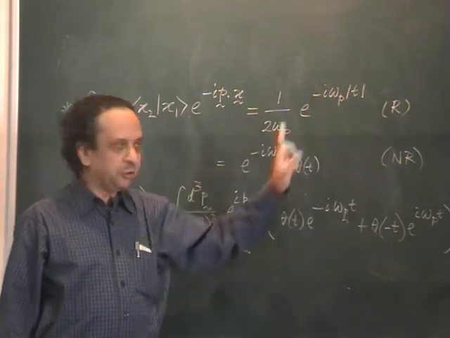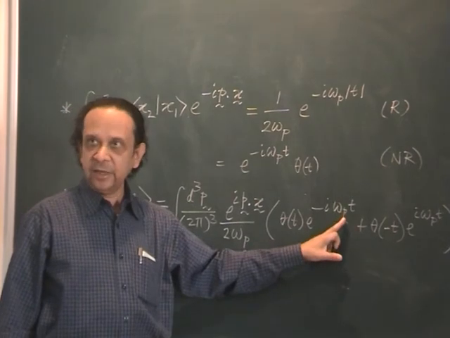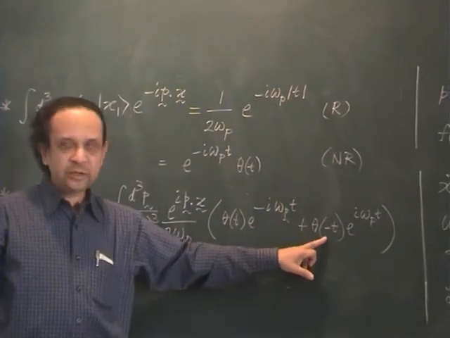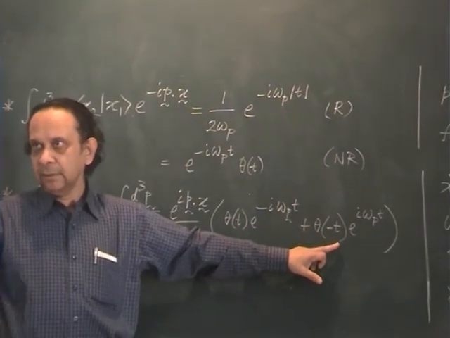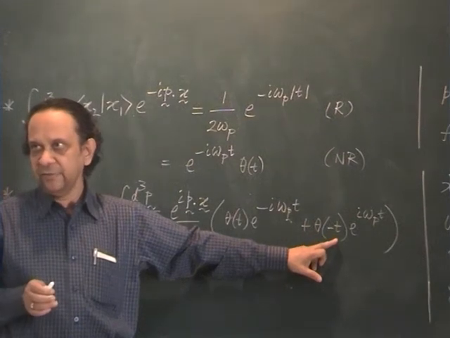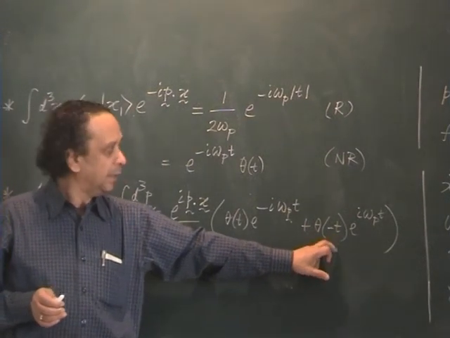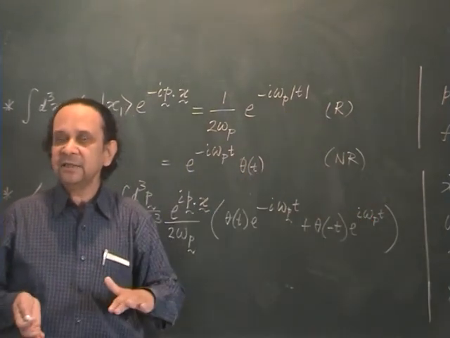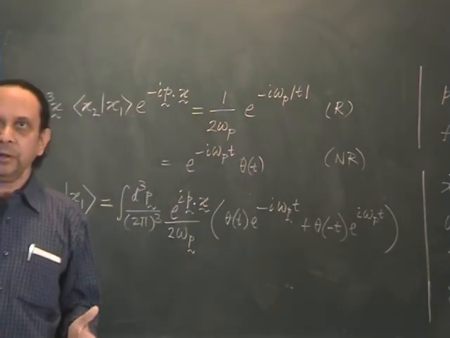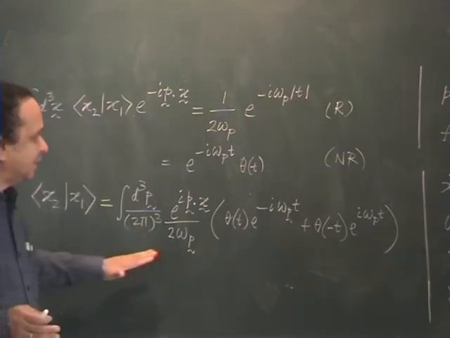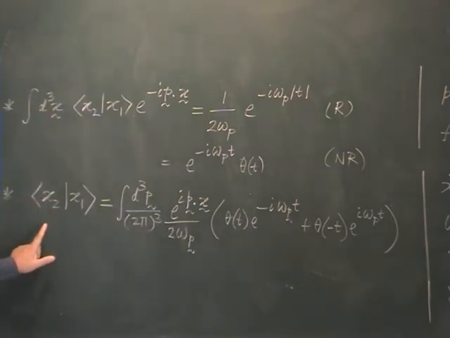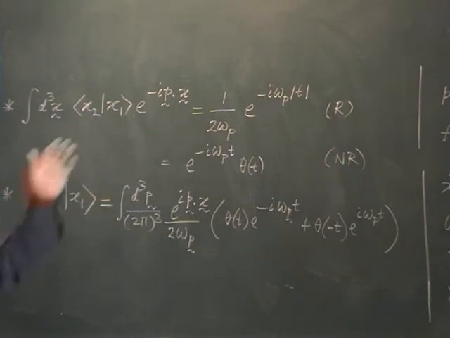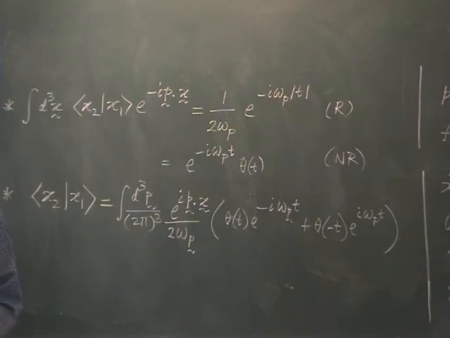When t is positive, it is just e to the minus i omega p t. If t is negative, the theta function picks up the sign depending on the sign of the argument. Theta of minus t, it will be e to the i omega p t, because modulus of t is minus t for negative t. Okay? So this is the final closed form for the propagator, which is much nicer than the original form which we have.